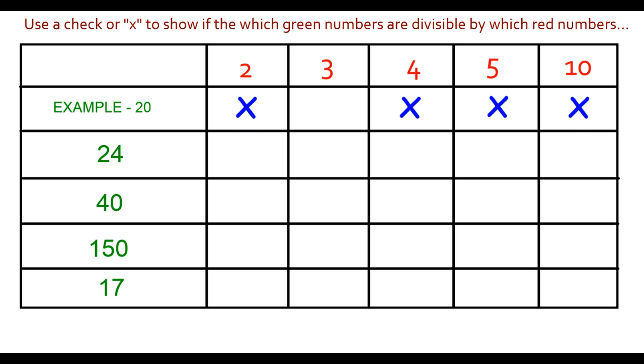But it is divisible by 4. It is divisible by 5 because it ends in a 0, and it is divisible by 10. So we've added an X in the columns that 20 is divisible by the numbers in red at the top, and left it blank where there is not one. So go ahead, copy this chart down, fill it in, and come back when you are ready to see the answers.